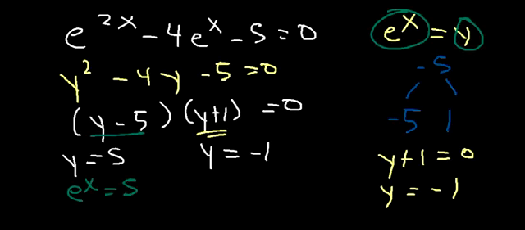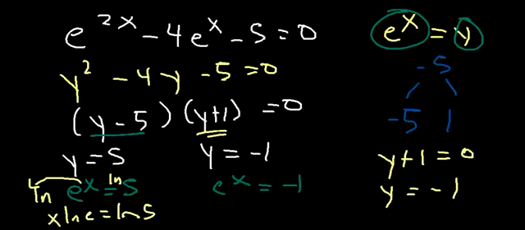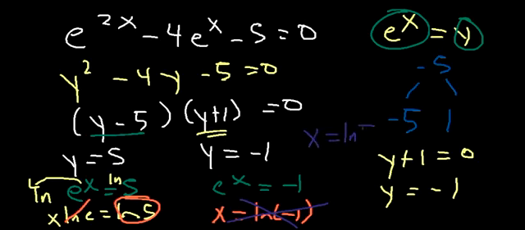So e to the x is 5, and e to the x is negative 1. Now I need to take the natural log of both sides. So ln e to the x is equal to ln 5. Move the x over here. So x ln e is ln 5. ln e is 1, so x is equal to ln 5. And here, it's going to be the same thing: x is equal to ln negative 1. But you can't have a negative inside of logs or natural logs, so there's no solution here. So the answer for this problem is simply x is equal to ln 5.